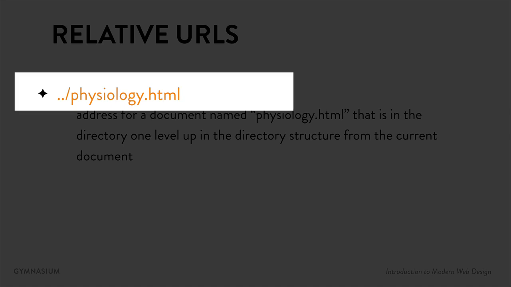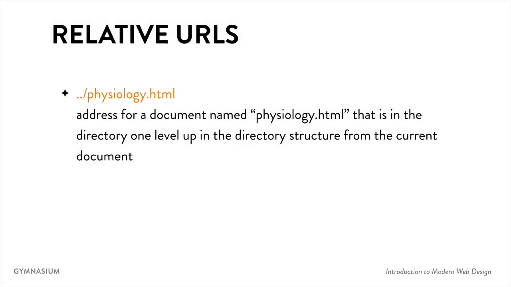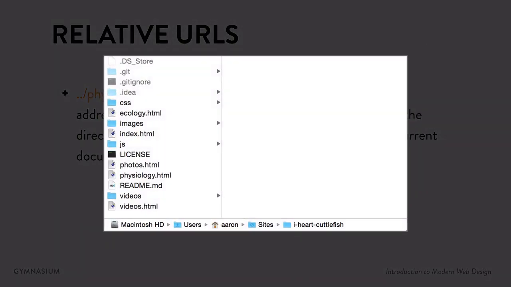Where things get a little bit different is when you've got ../ as you see here. What ../ means is start where you currently are, move up one level in the directory structure, and then look for the document. So in this case, the file physiology.html should exist one directory level above the document that's referencing it. So, in terms of the file system that we've got here, you might have a file inside of videos and it's referencing physiology. So in this case, it needs to move up a level because it's in a subfolder.